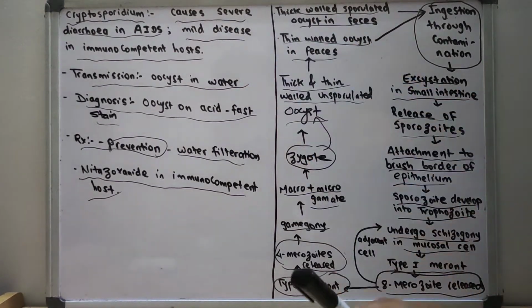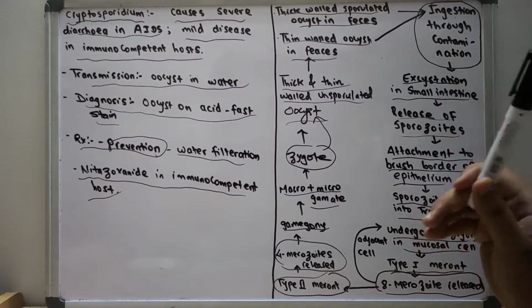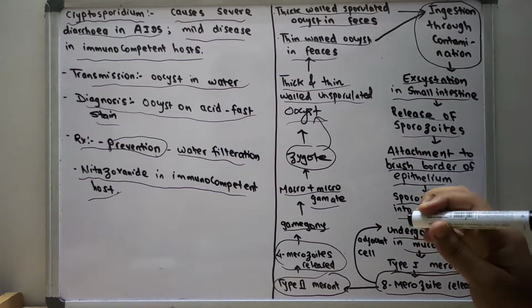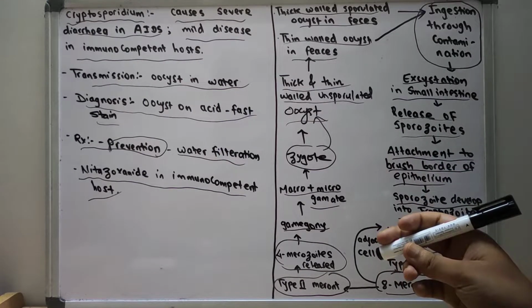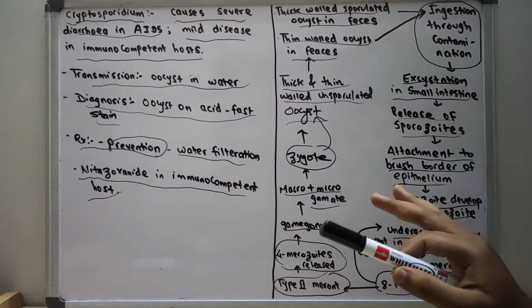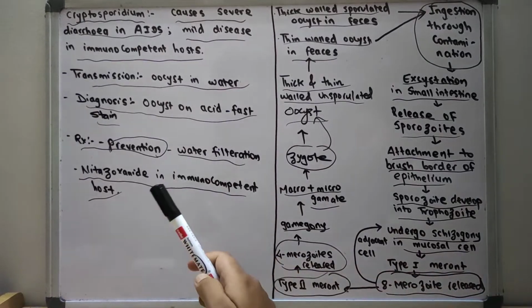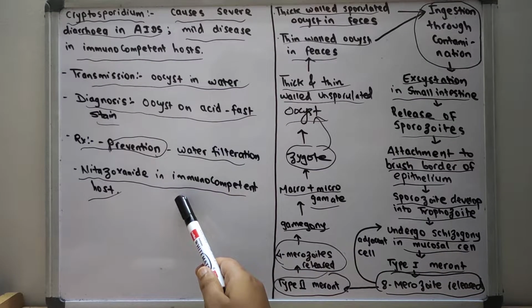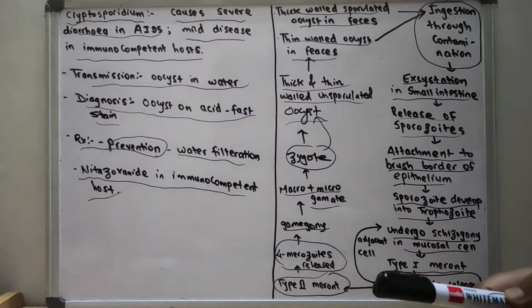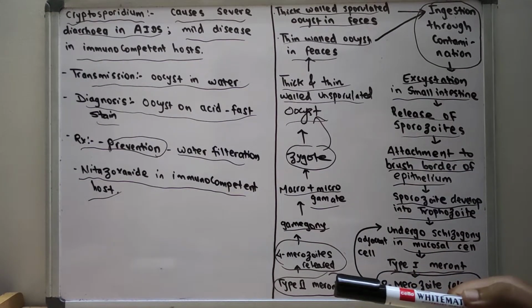We discussed the severe diarrhea of Cryptosporidium infection in the immunocompromised patient. We also discussed the transmission. The oocyst is the main infective stage, and we diagnose the oocyst on the acid fast stain. Prevention can be done by water filtration, and in the immunocompetent host with Cryptosporidium infection we give nitazoxanide. So that is all for Cryptosporidium.